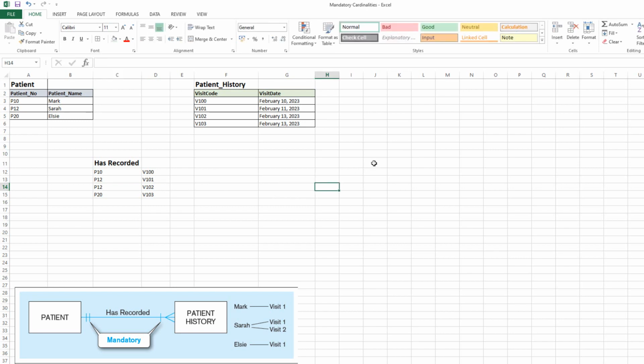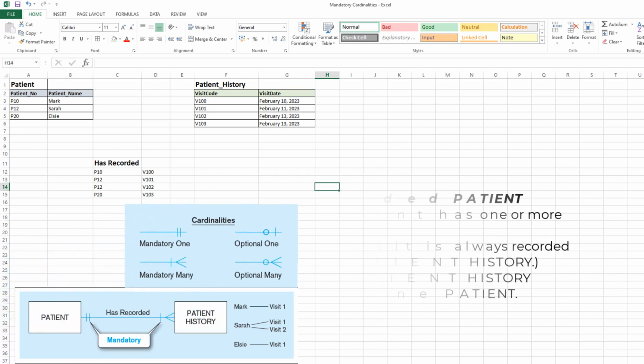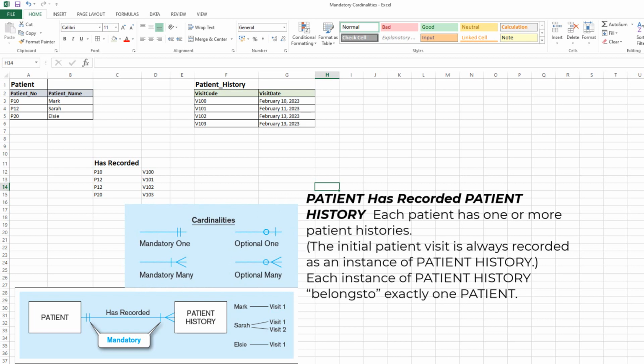Now we will move on and explain the cardinality constraints made here. This specific type of cardinality constraint is called mandatory cardinalities. Let's see what it says. Before we continue, one more figure here. This shows the four different types of cardinality constraints that may exist in an ER diagram. So in our database example, we have mandatory cardinalities.